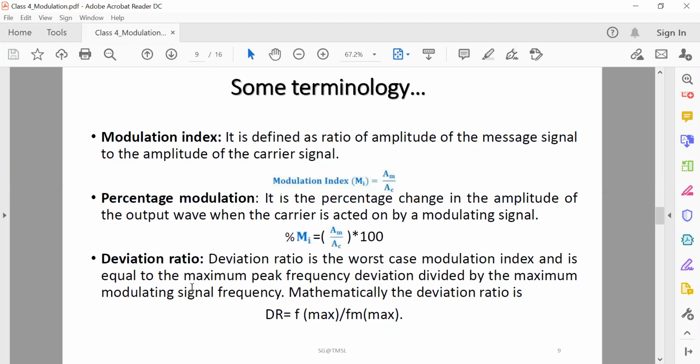Another is the deviation ratio, which is the worst case modulation index and is equal to the maximum peak frequency deviation divided by the maximum modulating signal frequency. Okay, that is called the deviation ratio.